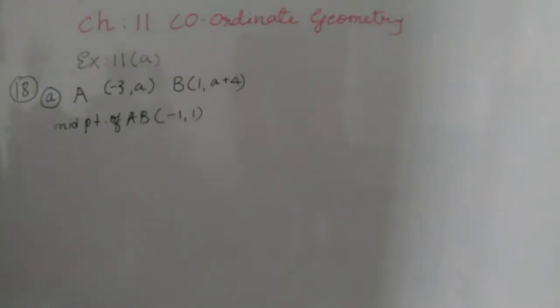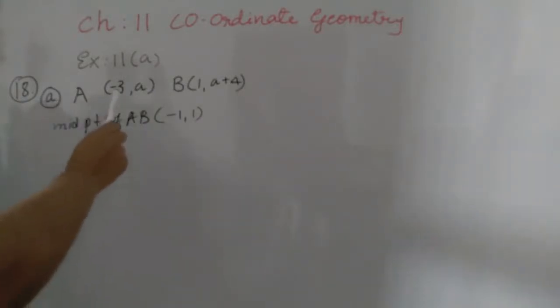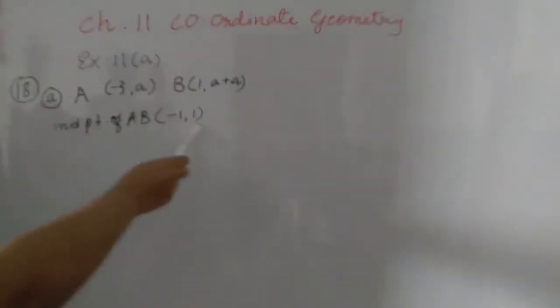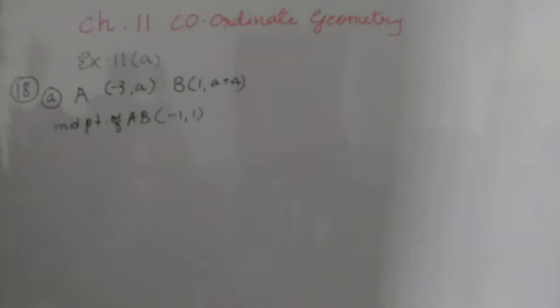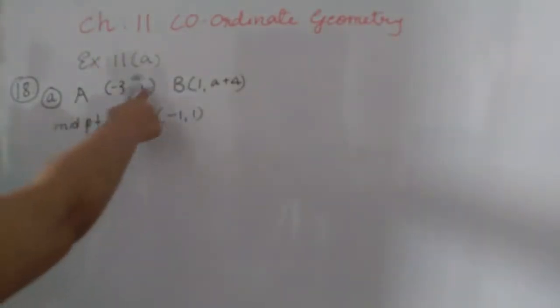Exercise 11A, question number 18. In this question, first the A part: the coordinates of A are minus 3, A and the coordinates of B are 1, A plus 4, and the midpoint of AB is minus 1, 1. So find the value of A. According to the midpoint formula of AB, you can see minus 3 and 1 are the x coordinates. We only need the value of A.